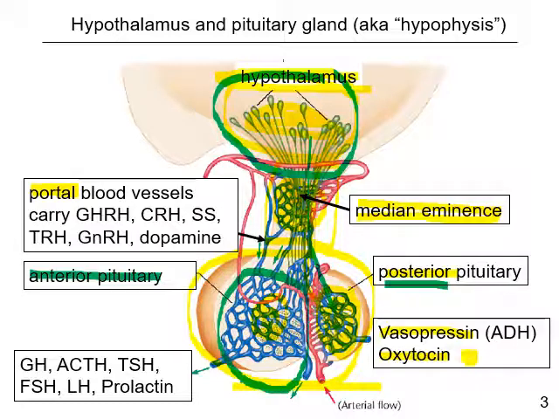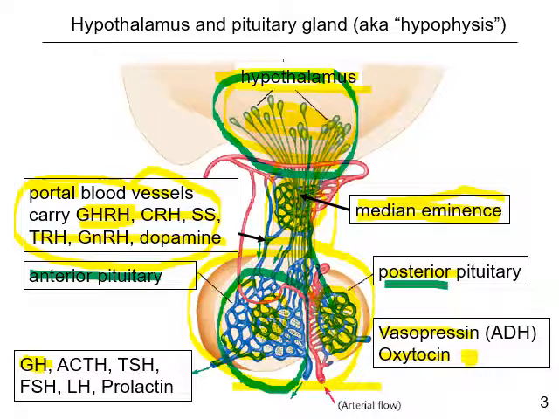The hypothalamic hormones that are released at the median eminence are these, and we'll unpack those as we go along. These hormones, GHRH, CRH, somatostatin, TRH, GnRH, and dopamine, these are the hypothalamic hormones that are released at the median eminence and carried by the portal circulation to the anterior pituitary. The anterior pituitary cells express receptors for these hormones, for GHRH. So for example, there are cells in the anterior pituitary called somatotrophs that express receptors for GHRH, and they in turn release growth hormone.